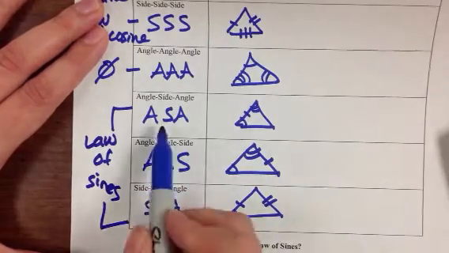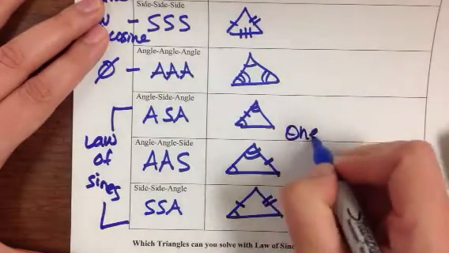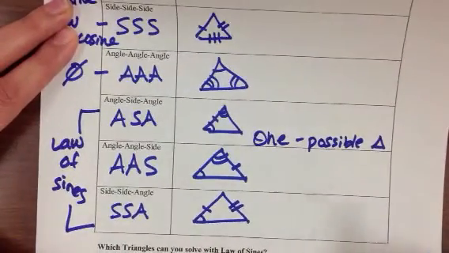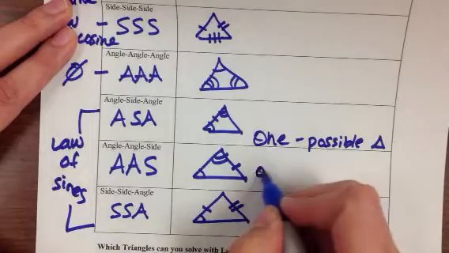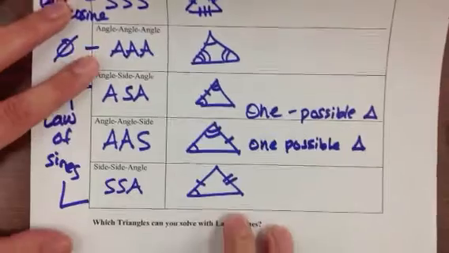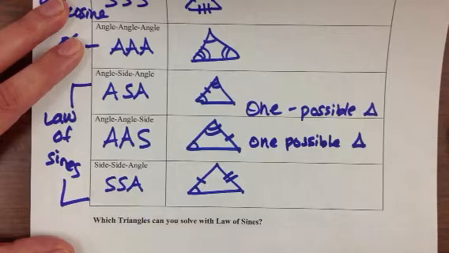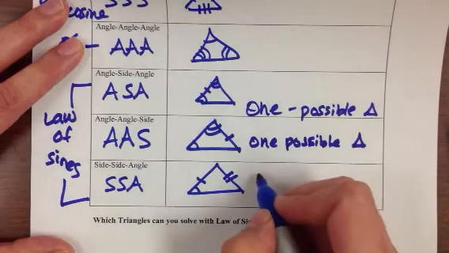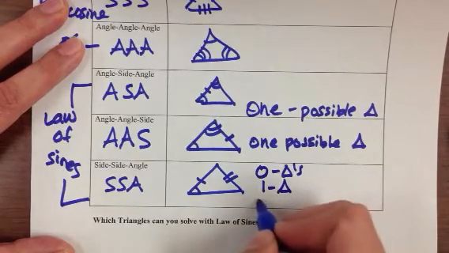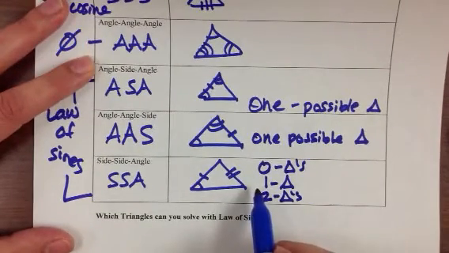If I have a triangle that's angle-side-angle, that will give me one possible triangle. If I have angle-angle-side, that will also give me one possible triangle. The goofy one, the more challenging one, is side-side-angle. That's when I can have no triangles, one triangle, or two triangles. We're going to look at those in just a minute.